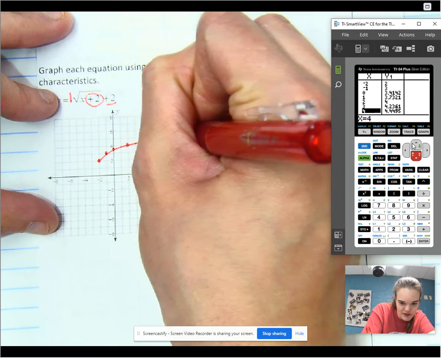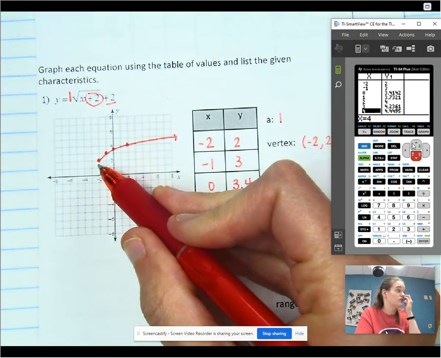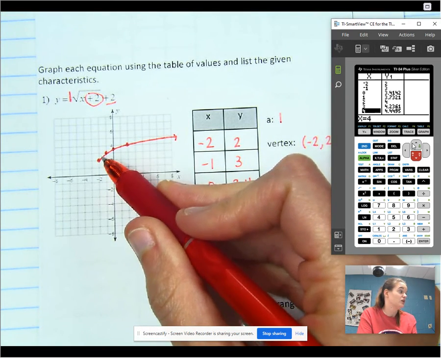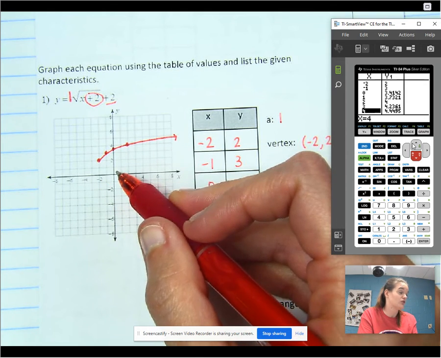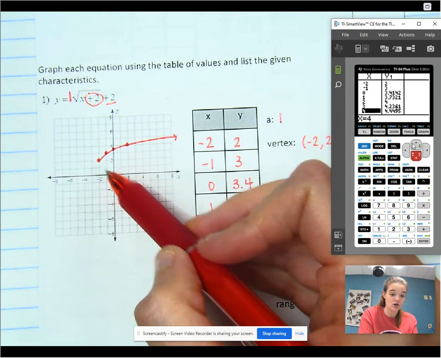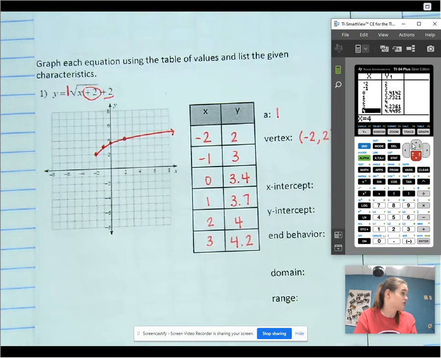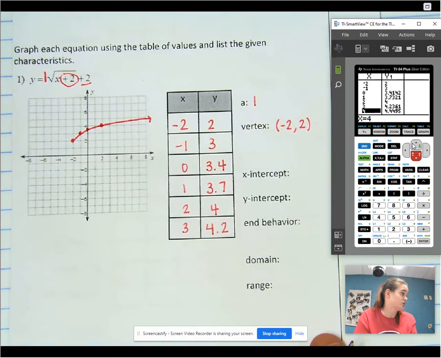Now, something that is different. It starts here. The ones below this are an error. We don't do anything else. We're done right here. We don't draw an arrow. We don't do anything else, which is going to change our behavior and domain and range a little bit.